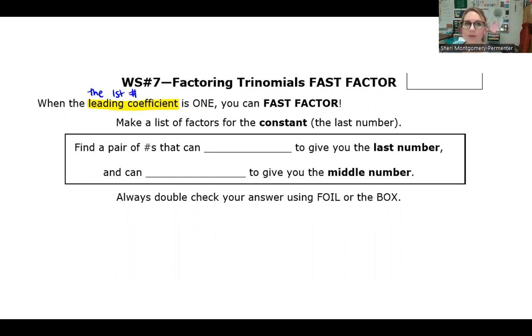To do that, we're going to make a list of factors for the constant. The constant is the last number. And that's written on there. The constant is the last number. And once we make a list of factors, then we're going to find a pair that can multiply to give us the last number.